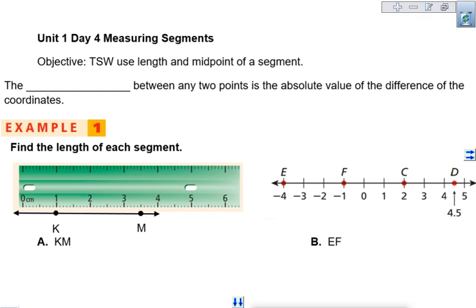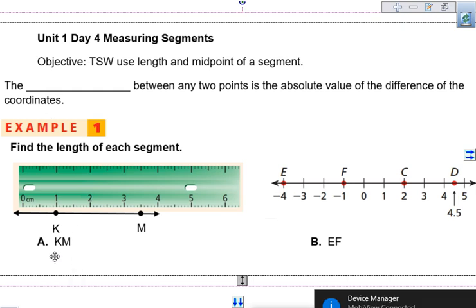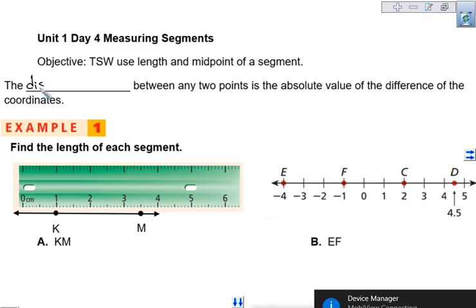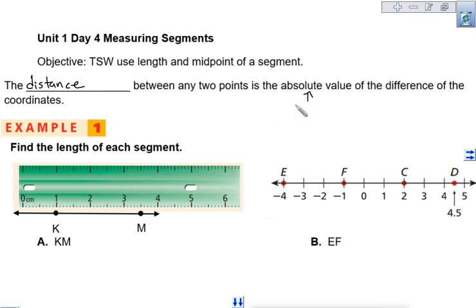Today we are going to look at measuring a segment. So the distance between any 2 points is the absolute value of the difference of the coordinates. Okay, remember that absolute value is the distance from 0. So that means that your answer will always be positive.